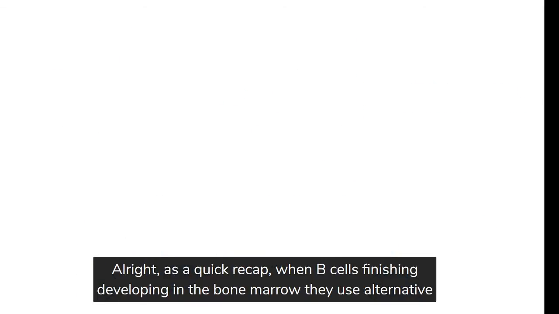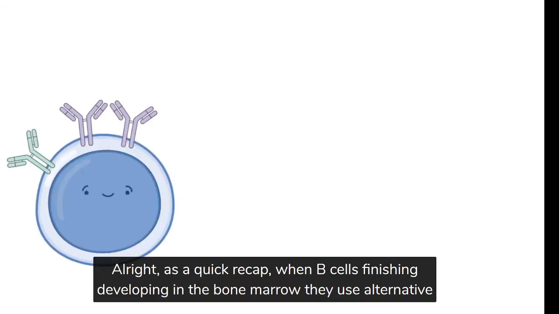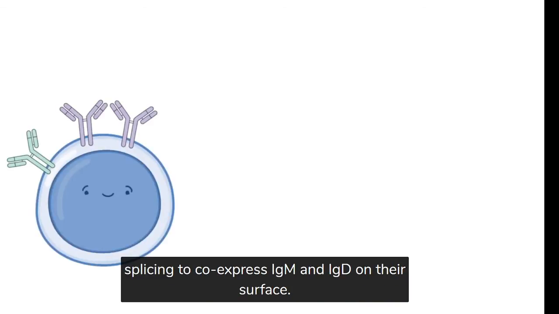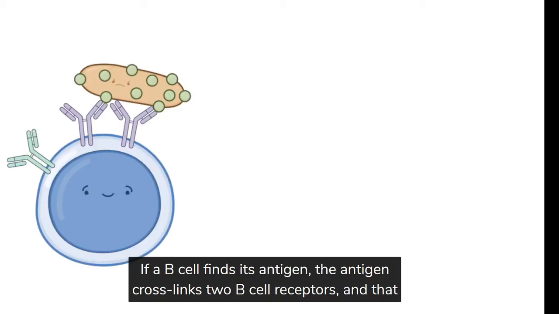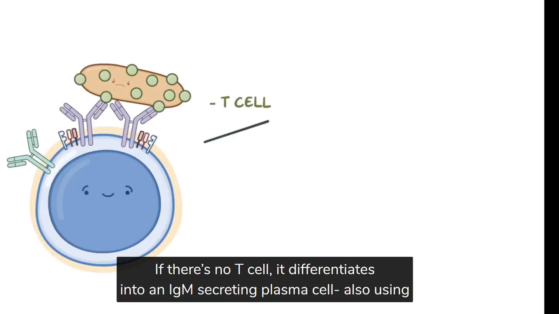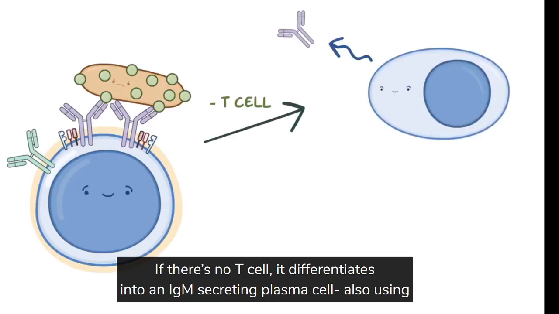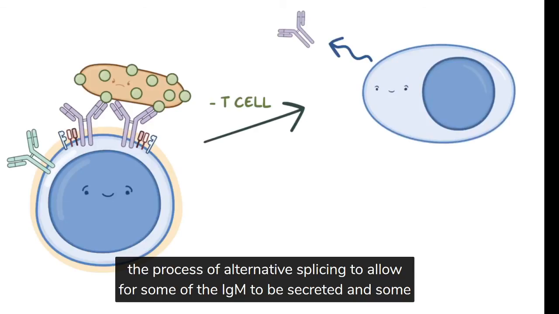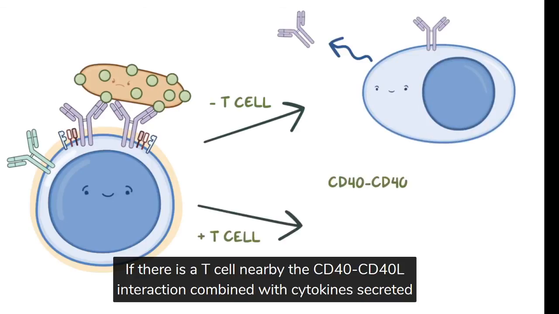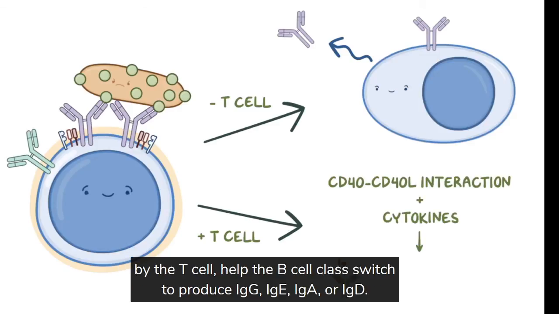Alright, as a quick recap. When B cells finish developing in the bone marrow, they use alternative splicing to co-express IgM and IgD on their surface. If a B cell finds its antigen, the antigen cross-links 2 B cell receptors, and that activates the B cell. If there's no T cell, it differentiates into an IgM-secreting plasma cell, also using the process of alternative splicing to allow for some of the IgM to be secreted and some to remain surface-bound. If there's a T cell nearby, the CD40-CD40L interaction combined with cytokines secreted by the T cell help the B cell class switch to produce IgG, IgE, IgA, or IgD.